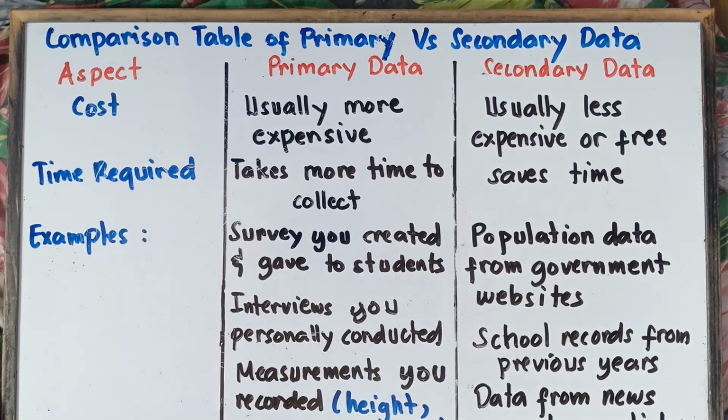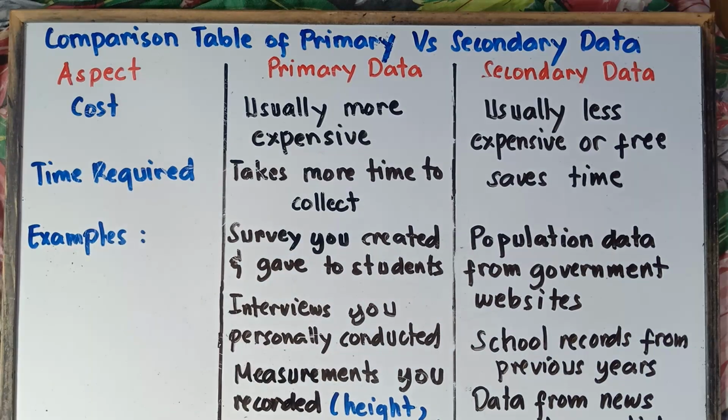Now, let's talk about secondary data. Usually less expensive or free. Now, why is it usually less expensive or free? Of course, class, if you want to gather existing data, you can have that on the internet. You can have those data, class, on the internet for free. There are some cases that it's for free. So that's why, class, for secondary data, usually less expensive or free. I hope, class, it's clear for you with regards to the cost.